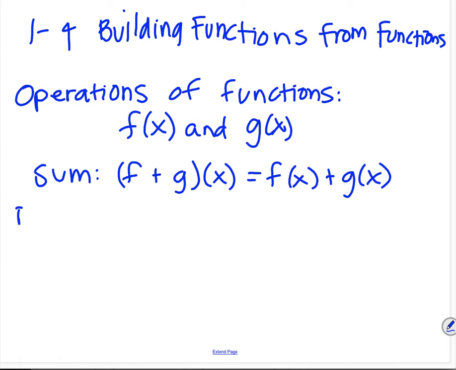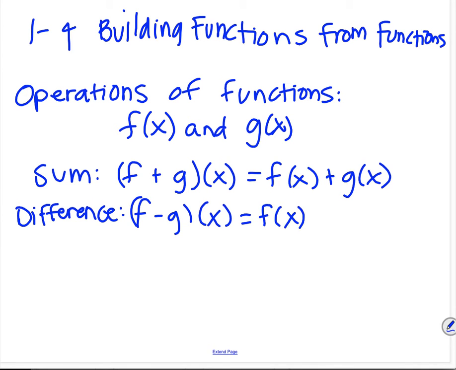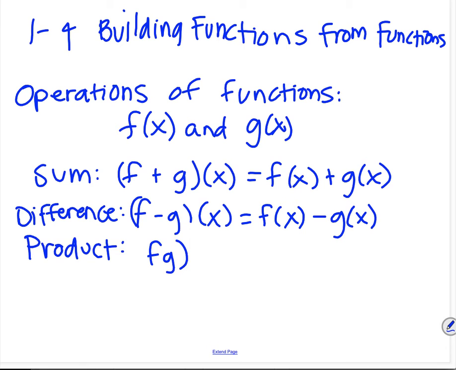If we're finding the difference, then that would look very similar. It would be f minus g of x, and that would be equal to f of x minus g of x. And you would just replace the f of x and the g of x with whatever their function is. Then if we're finding the product, that would just look like this. We would multiply f and g together, so f and g of x, and that just means we're going to take whatever f of x is and multiply it by g of x.